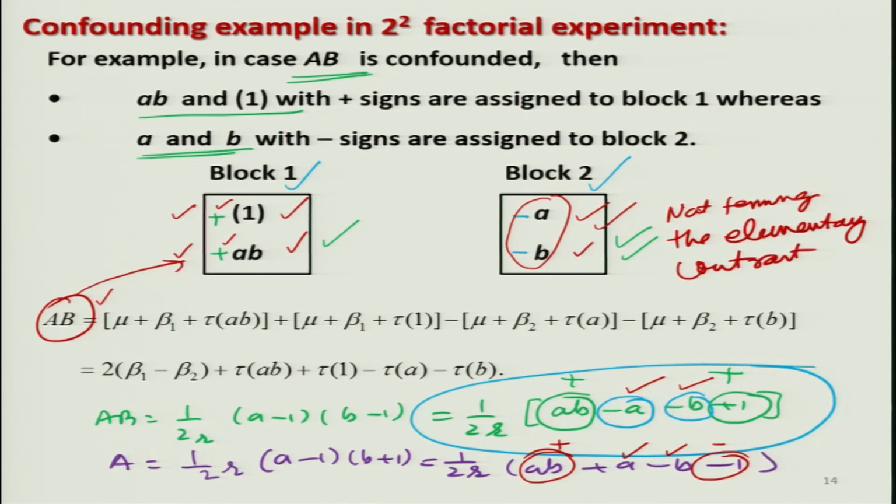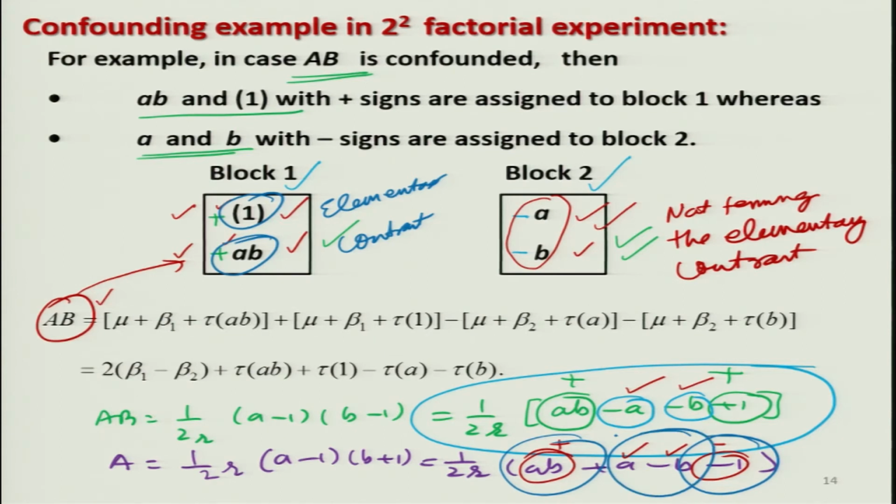But on the other hand, if you observe with respect to A, what is happening? Here you are trying to assign 1 and AB. They appear in A as minus 1 and AB, so they form an elementary contrast. And in block 2 also, A and B appear with plus and minus signs. So, within the block with respect to capital A, the treatment combinations form an elementary contrast.